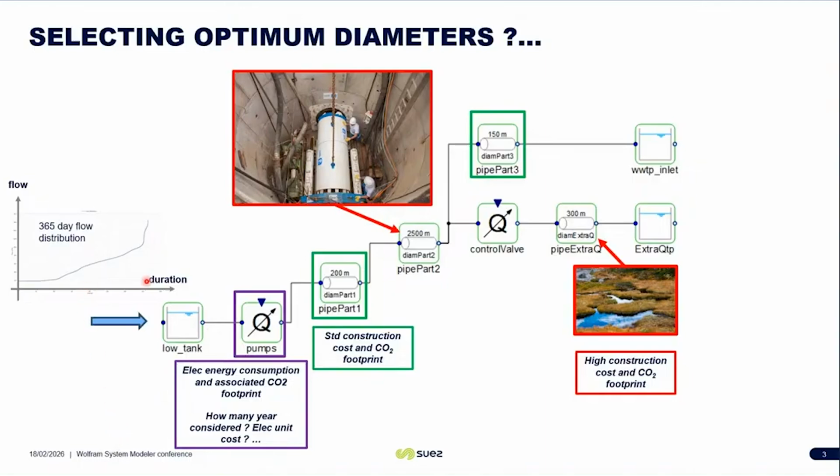Now the key input is the flow distribution over time, which we can see on the left side. The system operates most of the year at low flow rate, occasionally medium flow, and only a few days per year at peak flow. Designing the system to be optimal only for peak flow obviously leads to an inefficient solution for most of the operating conditions. And so our goal is to find the pipe diameter that optimizes total life cycle cost and emissions for the main operation regime.